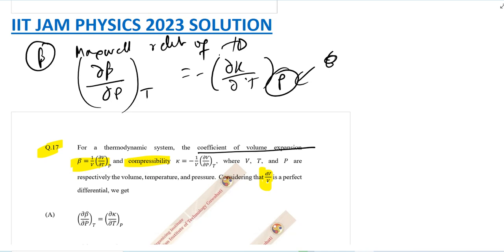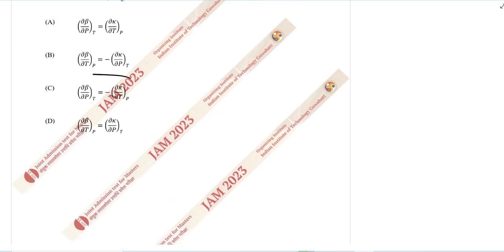So constant यहाँ pressure है, यहाँ पर constant है temperature. So comparing the result given the options, we can see that option number C is directly matching. So that's the answer.